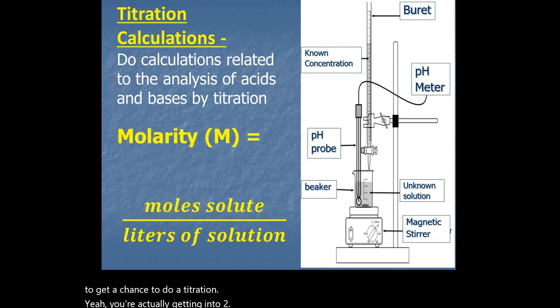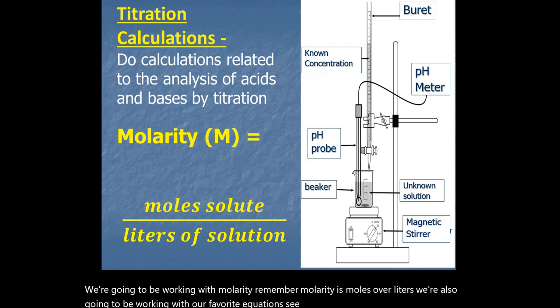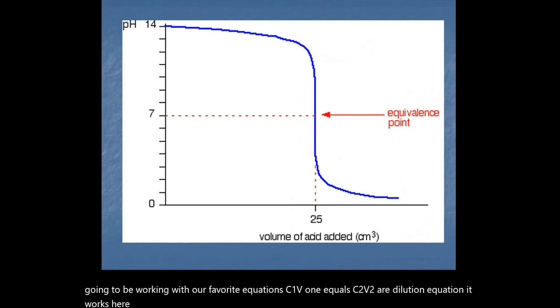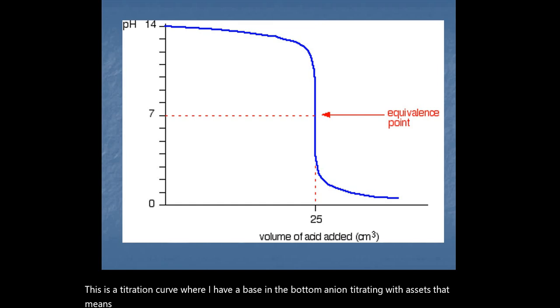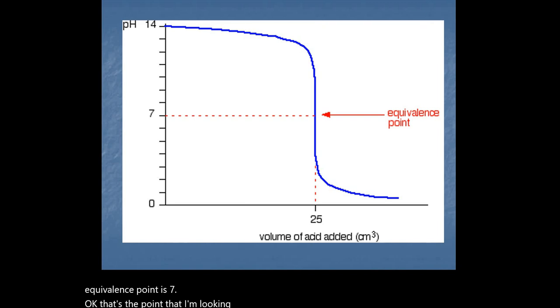We're going to be working with molarity. Remember, molarity is moles over liters. We're also going to be working with our favorite equation, C1V1 equals C2V2, our dilution equation. Okay, it works here too. This is a titration curve where I have a base in the bottom and I'm titrating with acid. That means I'm dropping acid into the base. We get to a point where all of a sudden, boom, it goes. The equivalence point is 7. Okay, that's the point that I'm looking for. If I haven't chosen an indicator that changes right here, maybe it changes between 8 and 9.